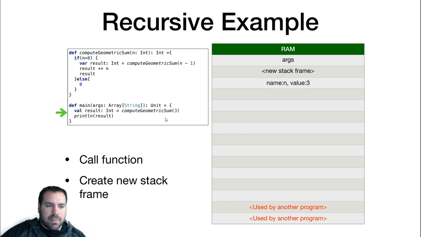We're going to call this method compute geometric sum. Every method call is going to create a new stack frame, a new environment for its execution that can't jump across stack frames unless we're accessing the heap. Unless we're following references and accessing heap space. That's the only time two stack frames can affect each other.